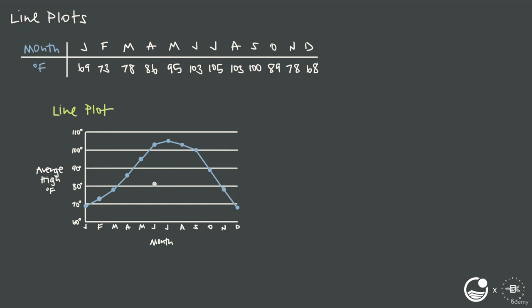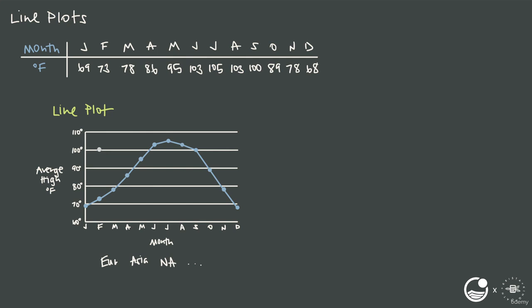So if showing that connection doesn't really make sense, then a line plot probably isn't the best plot to use. To give a counterexample, let's say we're keeping track of the number of times that the Summer Olympics has been hosted on each continent. And so along the horizontal axis, we have continents like Europe, Asia, North America, etc. And then we have a count along the vertical axis for the number of times that each continent has hosted the Summer Olympic Games.